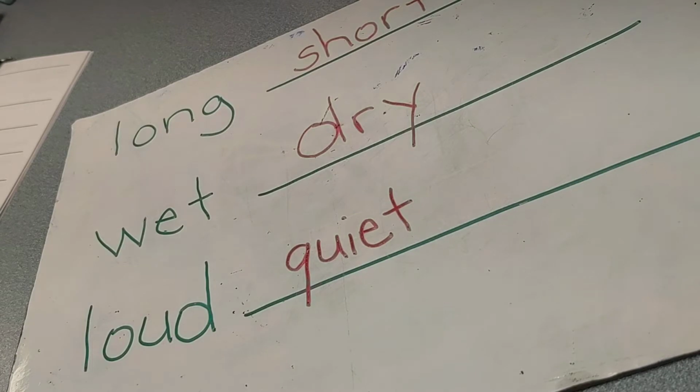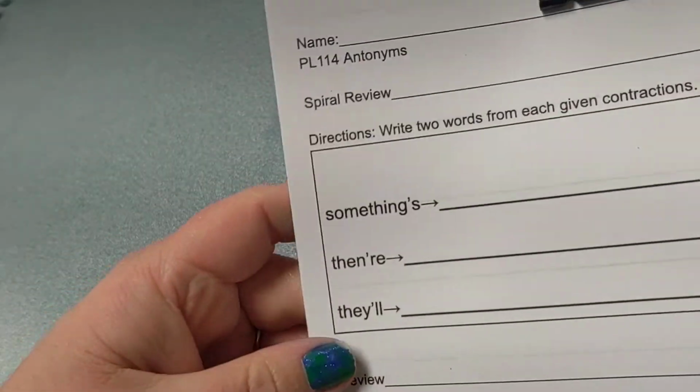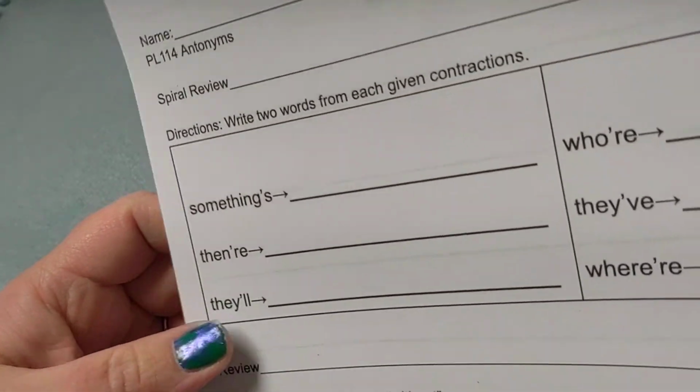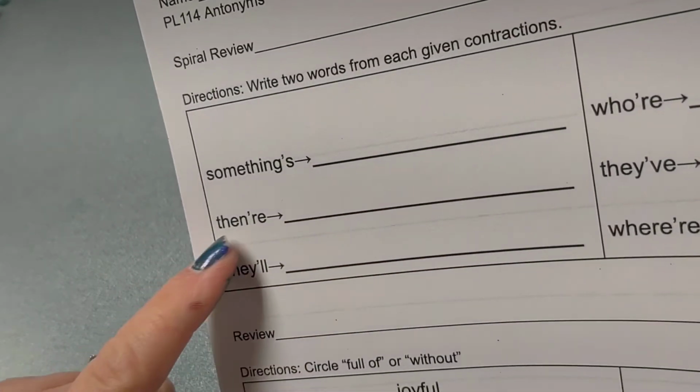So now, if you need me to read the rest of the worksheet, that's what I'm going to do now. If you understand how to do the rest of the worksheet on your own, you can go ahead and turn off the video. Otherwise, I will read the rest of the worksheet. So at the front, it says write 2 words from each given contraction. So you write 2 words inside of each.